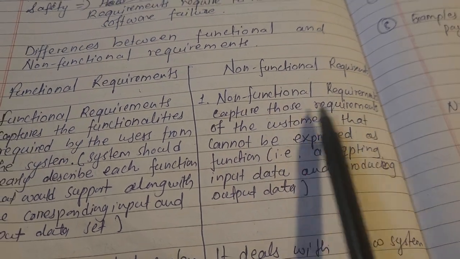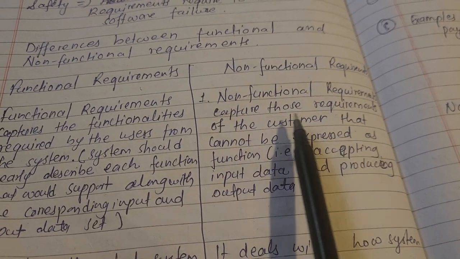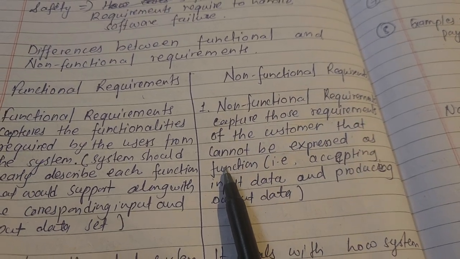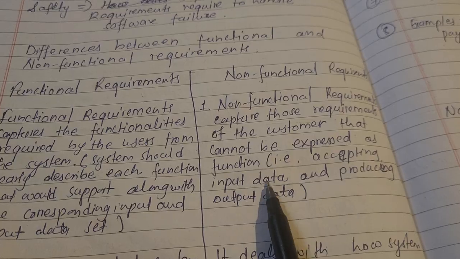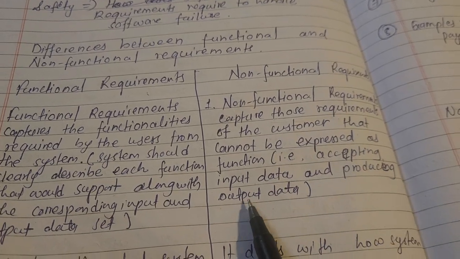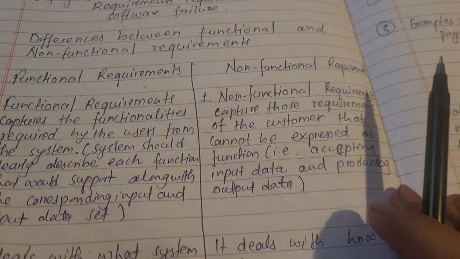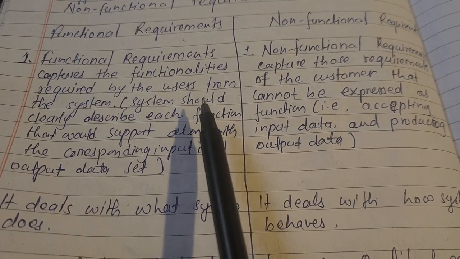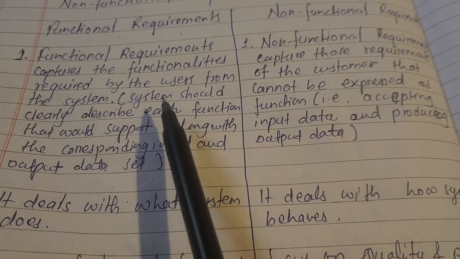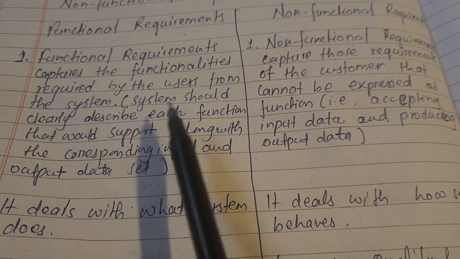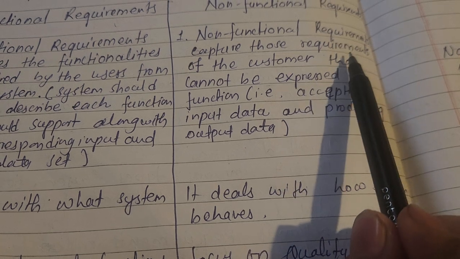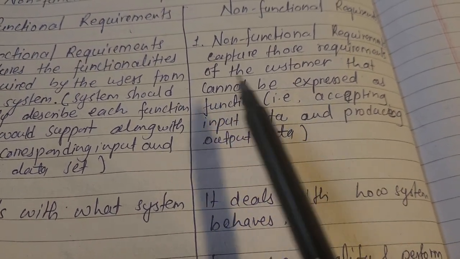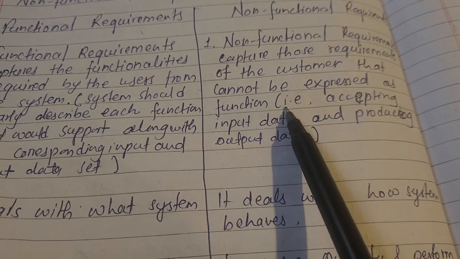Non-functional requirements capture those requirements of the customer that cannot be expressed as functions, that is, accepting input data and producing output data. Functional requirements mean the type of functions that users want from the system, and non-functional requirements are those that cannot be expressed as a function but can be experienced by the user.